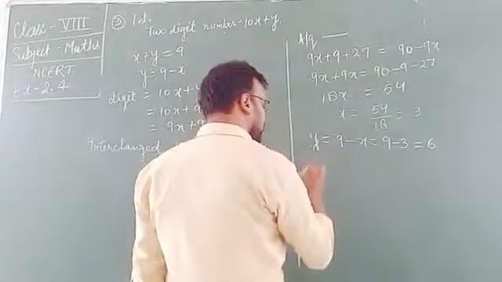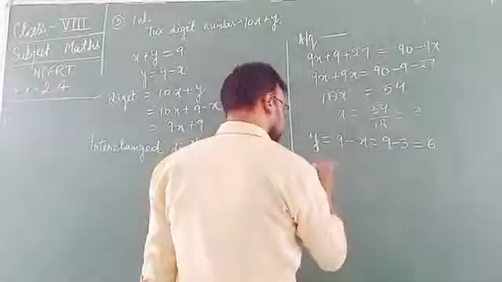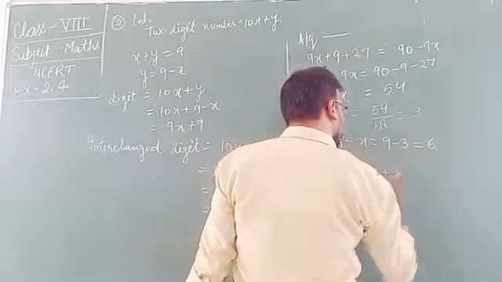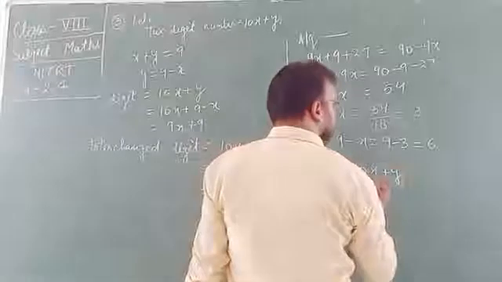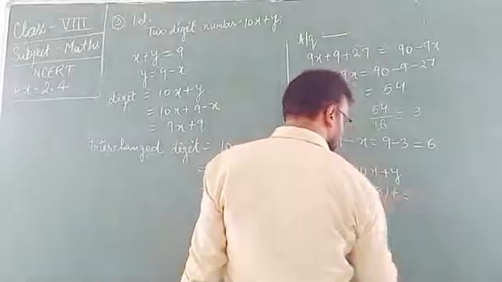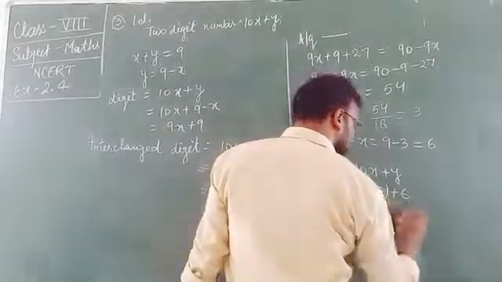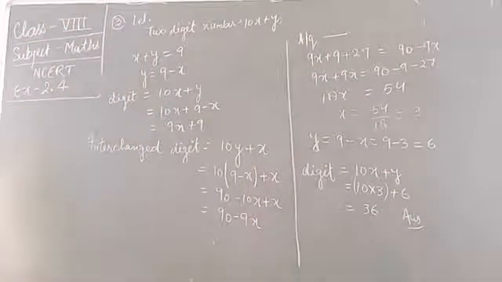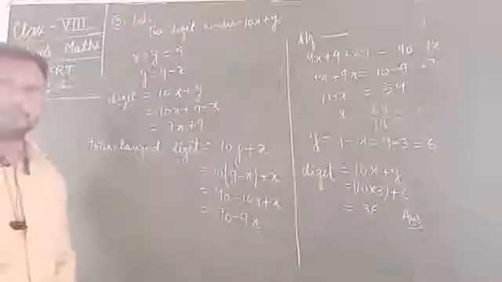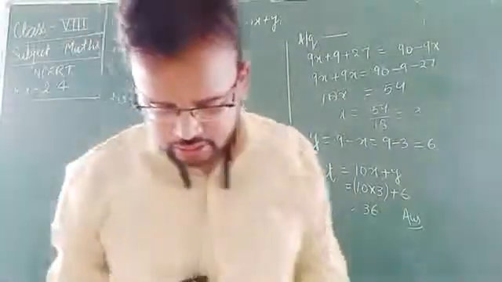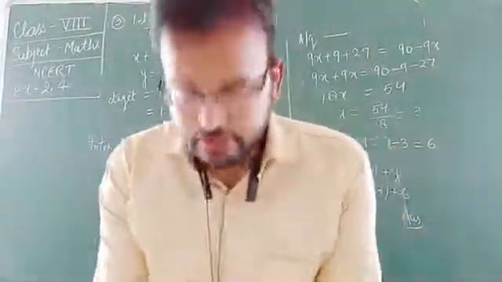So our number is 10x plus y. 10 into the value of x, which is 3, and the value of y is 6: 30 plus 6, that is 36. And this is the solution of question number 3, exercise 2.4 by NCERT. Okay, this is a very important type of question. That was question number 3. Now see question number 4.